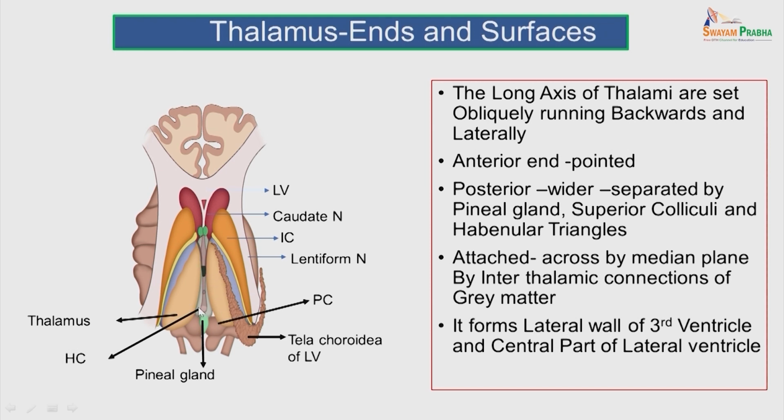So this slit we are seeing is the third ventricle, and the thalamus forms its lateral wall, and it forms the central portion of the lateral ventricle. The blue area is the lateral ventricle, and it forms the central portion of that. So, these are the two ends, enclosing the third ventricle on the medial side and the lateral ventricle on the lateral side, extending anteroposteriorly.